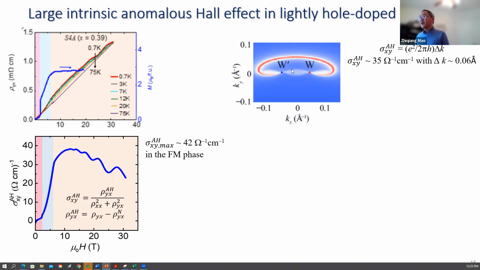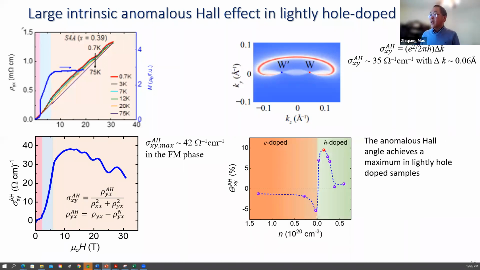For an ideal Weyl state, the anomalous Hall conductivity can be estimated using this equation. Delta K represents the separation between the two Weyl nodes. So the estimated value is 35. It's comparable to our experimentally measured value. We also converted the anomalous Hall conductivity to Hall angle. We found that in the lightly hole doped sample, the Hall angle could reach about 10%. So that's the signature of a Weyl state, as I just mentioned earlier.